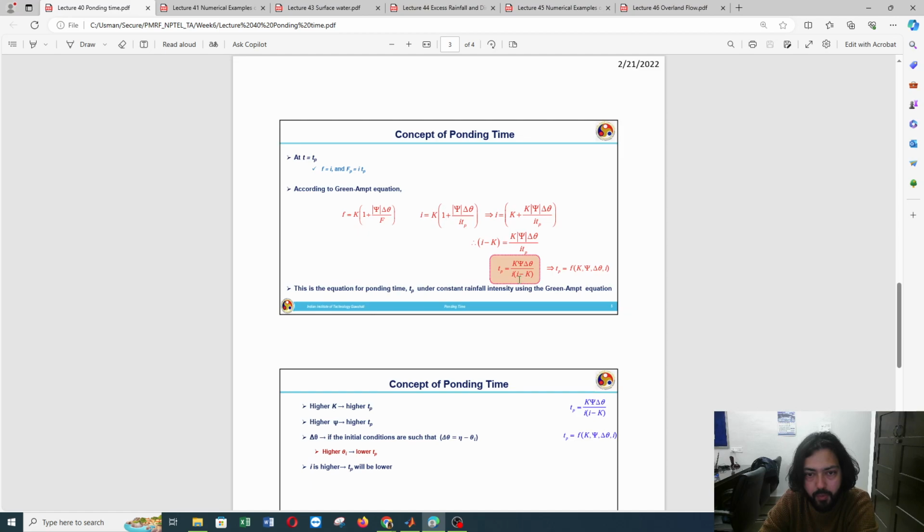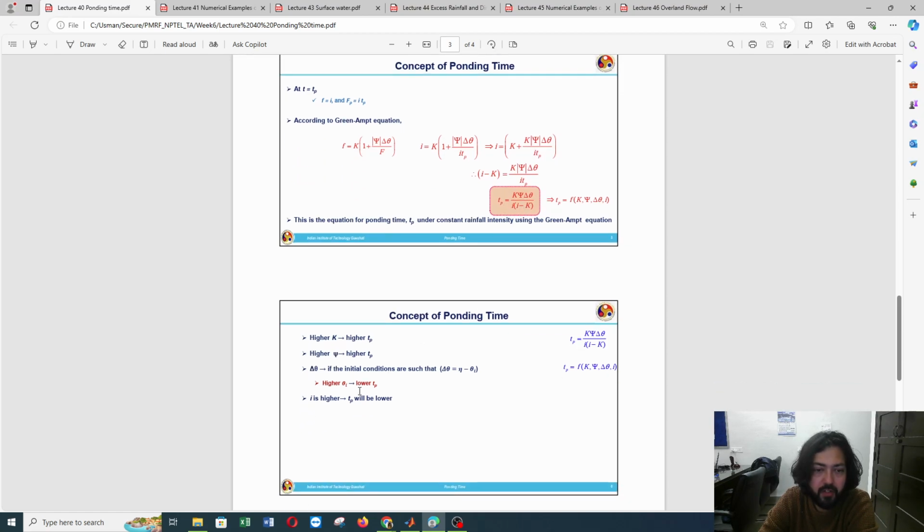If you look at this equation, we can say that ponding time is a function of 4 parameters, that is hydraulic conductivity, suction head, moisture deficit and rainfall intensity. So using this equation we can form a relation between TP, ponding time, and each of the parameters. We can say that when we have higher hydraulic conductivity, ponding time will be more, right? Similarly for suction head, moisture deficit, and also rainfall intensity.